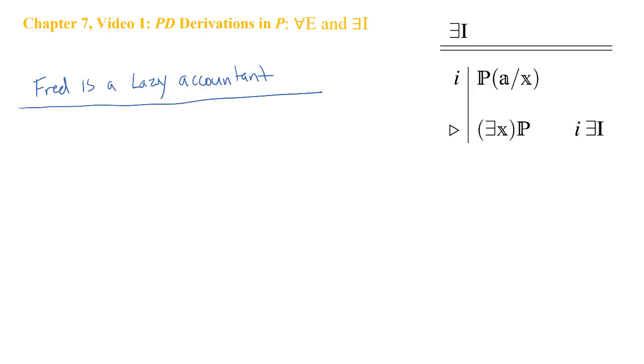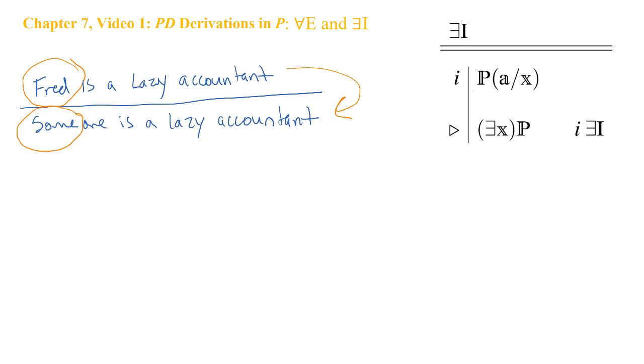Suppose we have the single premise, Fred is a lazy accountant. Well, then we know that someone is a lazy accountant. That is, we should be able to go from an instance of a claim with a name or constant in it to an instance of the same form where we remove that name and use the existential quantifier. That's exactly what's happening here in the transition from Fred is a lazy accountant to someone is a lazy accountant.